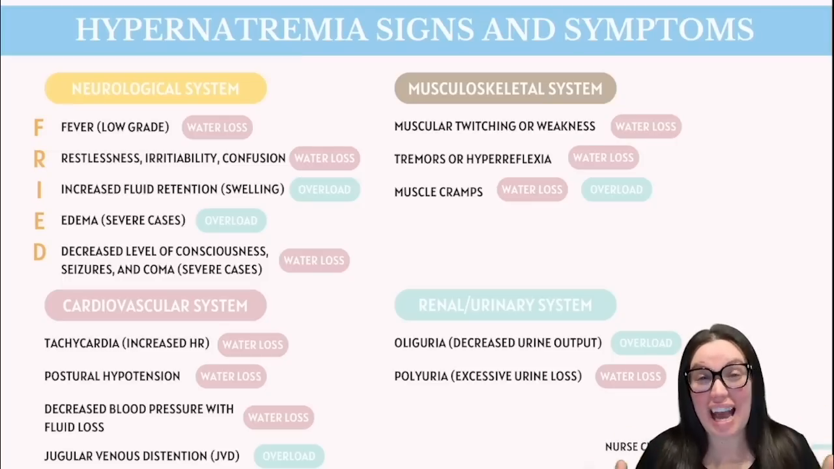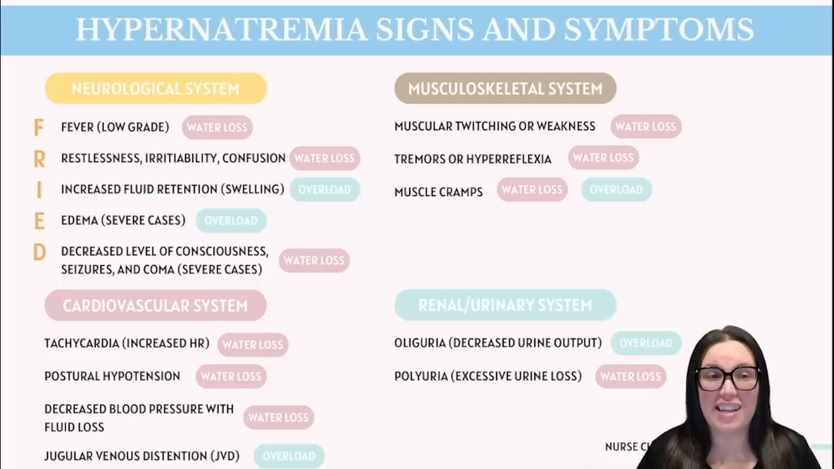All right, now we're going to move on to the heart, and this is where things get really interesting. With hypernatremia, you can see things like tachycardia, which is a fast heart rate, postural hypotension, which is a drop in blood pressure when you stand up, decreased blood pressure with water loss, as well as jugular vein distension, also known as JVD, and fluid overload.